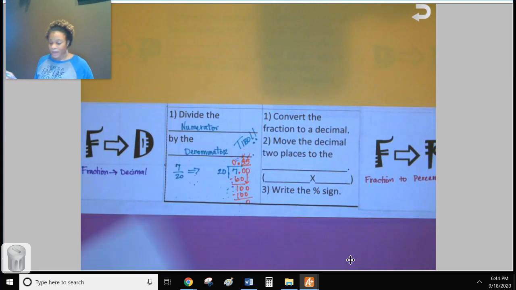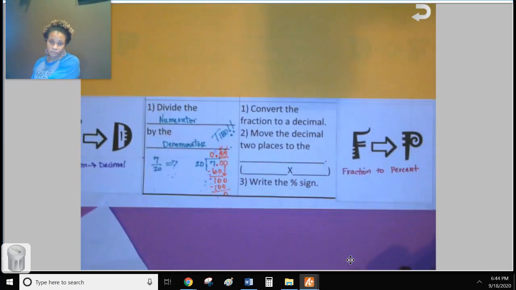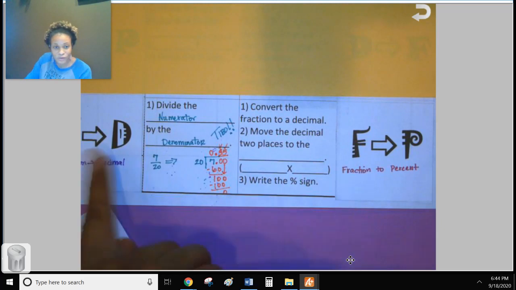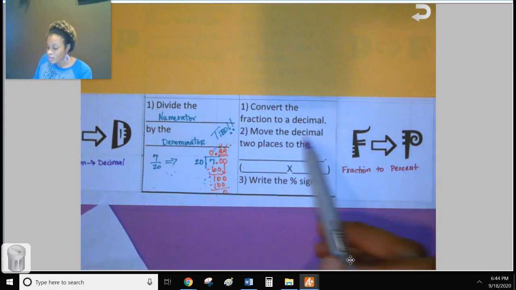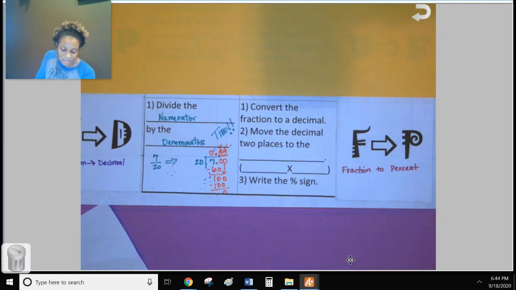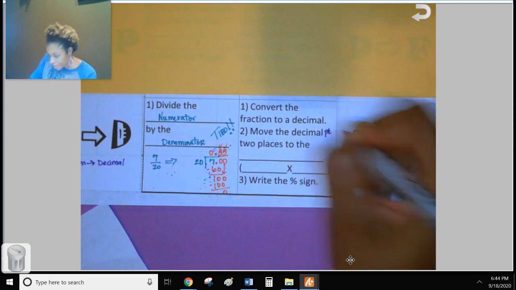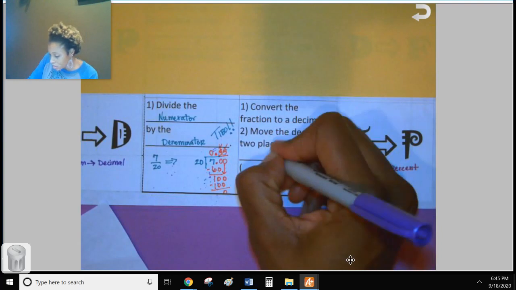Now we want to look at how do we convert a fraction to a percent. So how do we go from a fraction to a percent? So it says first convert the fraction to a decimal. Hey, we learned how to do that over here. We're going to make it a decimal. Then we're going to move the decimal point. So put a little PT there. The decimal point 2 places to the right.